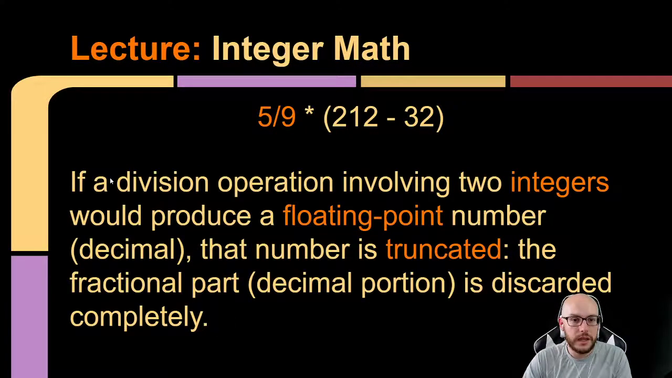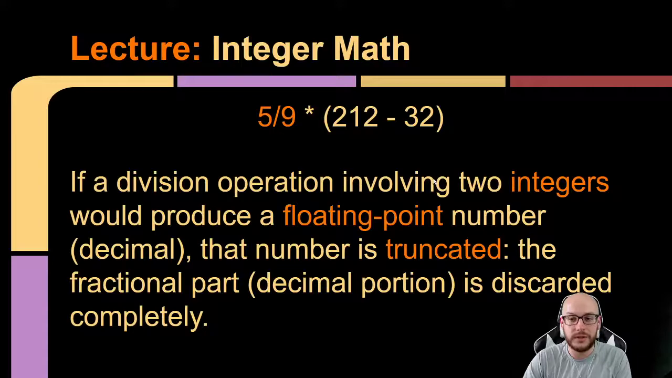Okay? If a division operation involving 2 integers would produce a floating point number, we talked about floating point numbers in a previous video and previous slides. This is the terminology we use to describe decimal numbers. Any number with a fractional part, we say it's a floating point number. We avoid the word decimal because decimal could also imply the decimal numbering system, what we're used to, that is base 10. But in computer science, we often work in different bases. Binary, which is base 2. Hex, base 16, oct, base 8, so on and so forth. So we avoid this word, and instead we say floating point number, and that's any number with a fractional part.